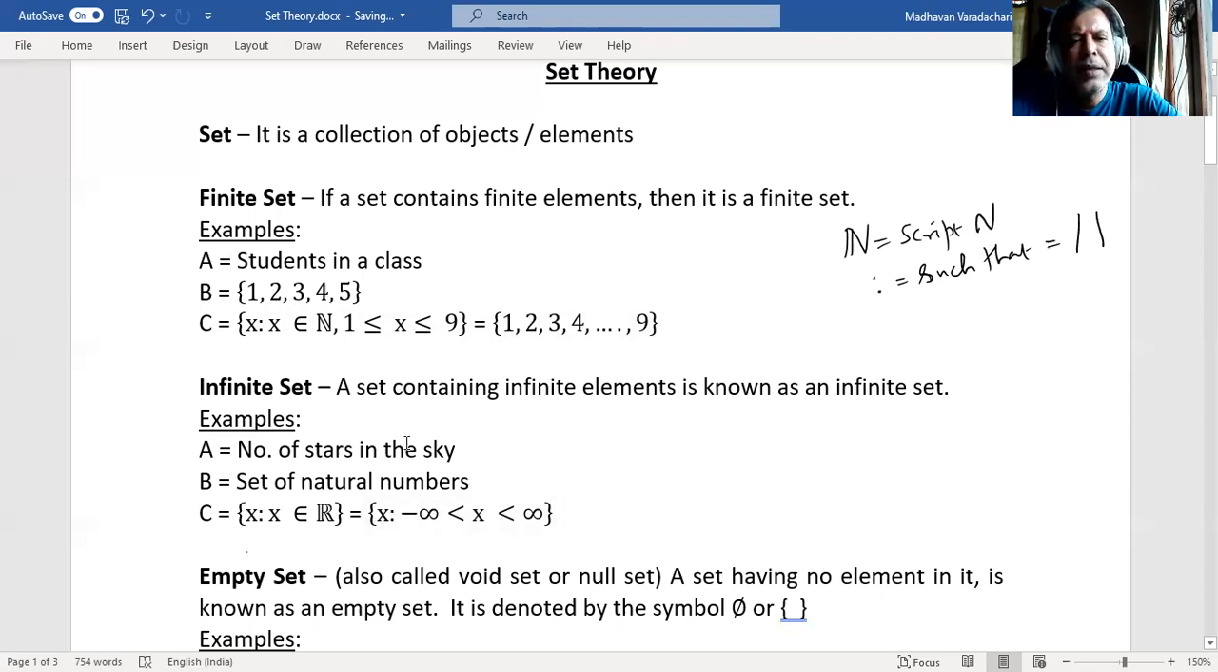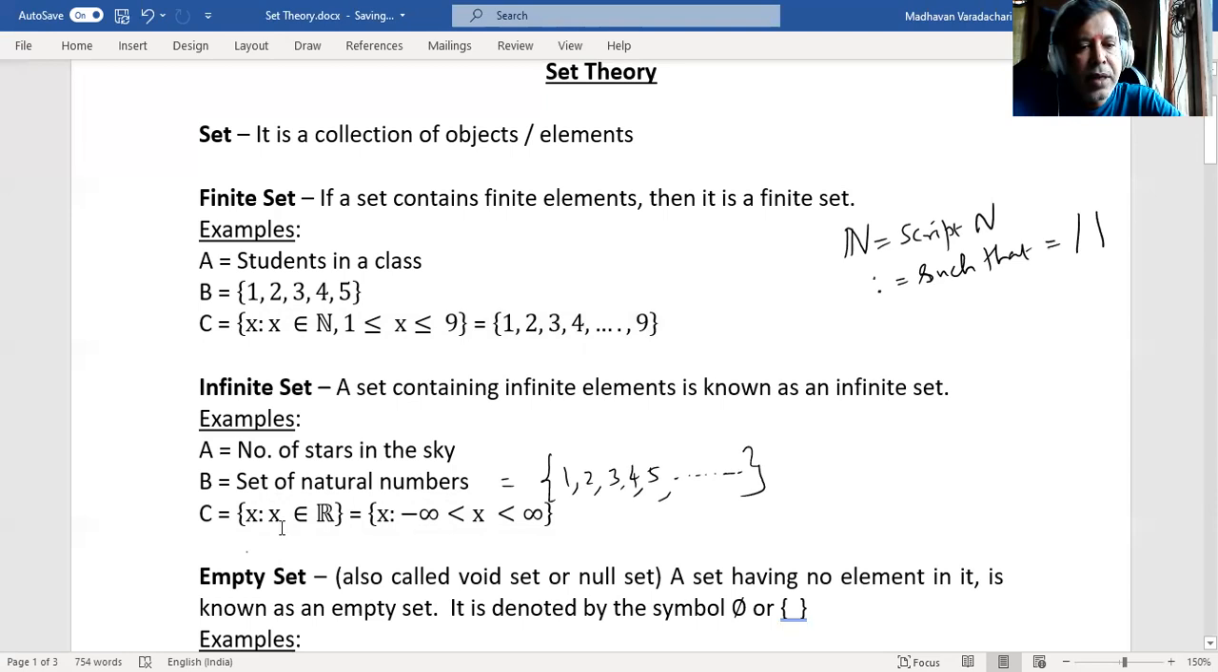Then infinite set. It means a set which contains an infinite number of elements. You call it an infinite set. Examples are the number of stars in the sky, or the set of natural numbers. Why the set of natural numbers? Because natural numbers start from 1, 2, 3, 4, and it doesn't end. It goes on infinitely. That is why it is an infinite set.